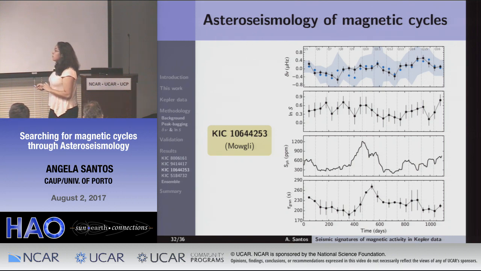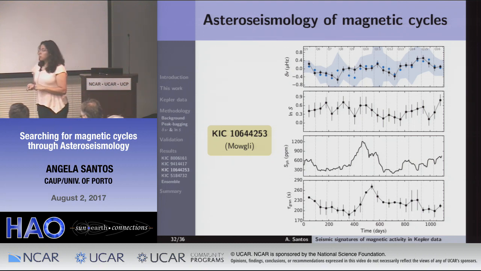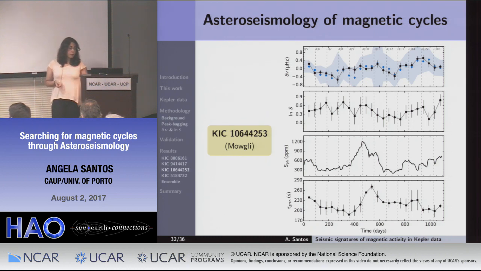For the logarithm height, we didn't find a strong variation, but there is still some evidence for an anti-correlation with frequency shifts. And here this is the SPH that seems to vary more or less in phase with the frequency shifts, and also the granulation timescale seems to show a variation consistent with the previous properties.